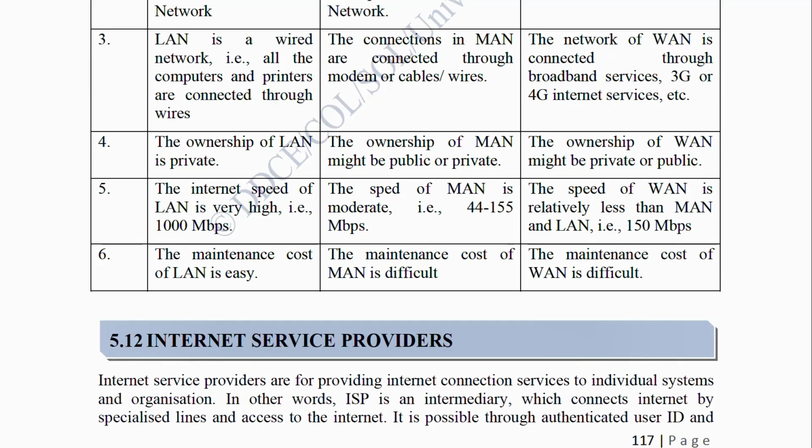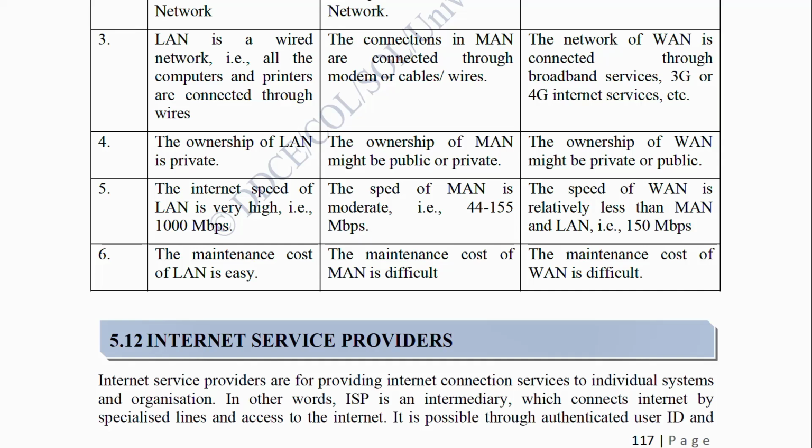Point 5. The internet speed of LAN is very high, 1000 Mbps. The speed of MAN is moderate, 44 to 155 Mbps. The speed of WAN is relatively less than MAN and LAN, 150 Mbps. Last point, the maintenance cost of LAN is easy. The maintenance cost of MAN is difficult.